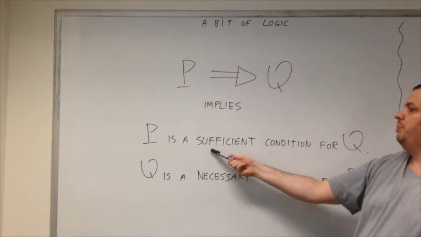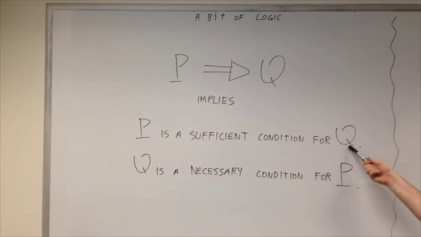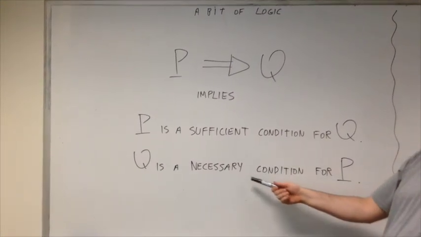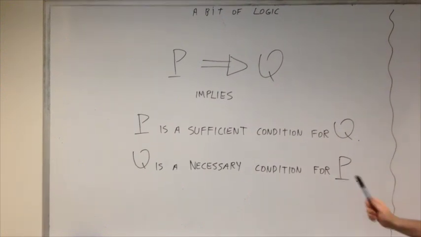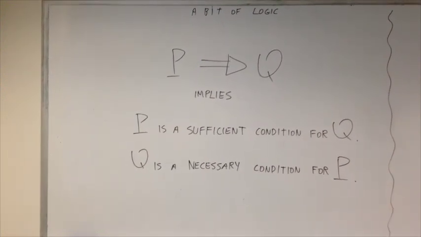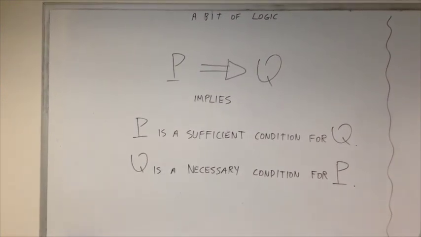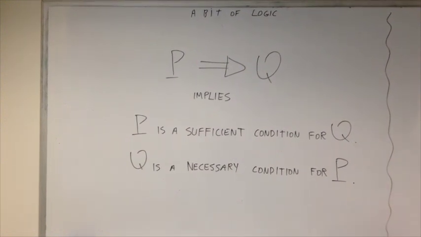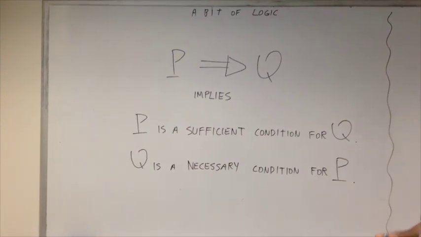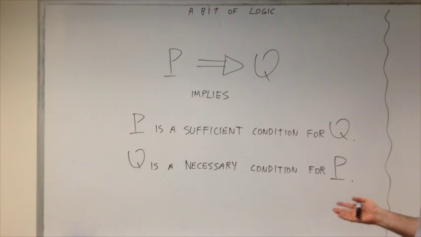Or we can also say that P is a sufficient condition for Q, or we can also say that Q is a necessary condition for P. Okay? So if P happens, Q happens. What if we know that Q happens? Then maybe P happens or not. We do not know, right?